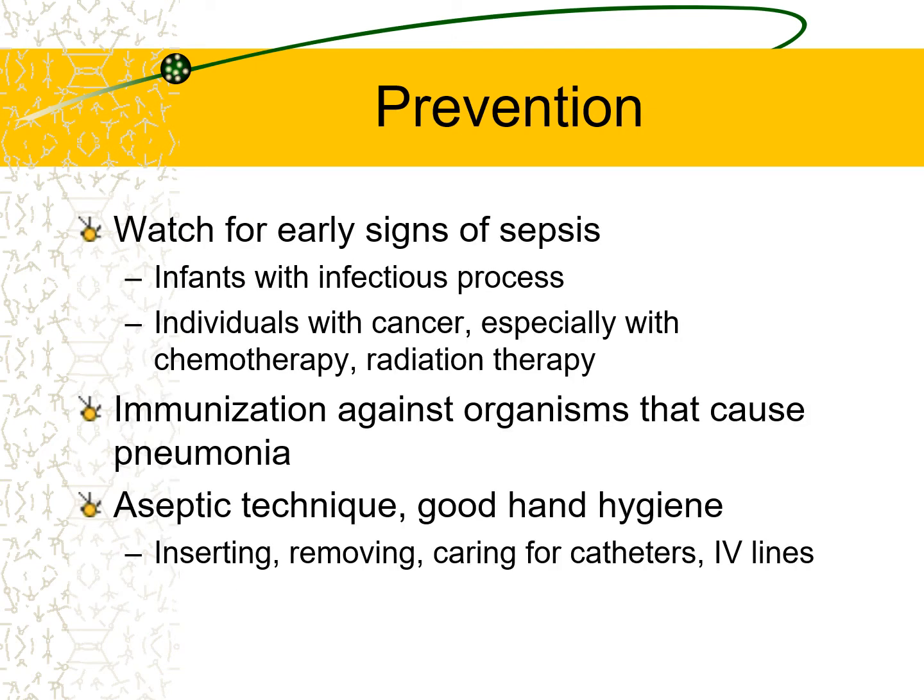So prevention is key. We need to watch for early signs of sepsis. Anytime the very young and the very old are sick, we need to be monitoring and looking for these signs of sepsis. So if an infant has an infectious process, that needs to be on the top of our mind, especially our patients with cancer. They're immunocompromised, especially if they're on chemotherapy. That knocks their white cell count down very low. They're worse than neutropenic. And the same with radiation therapy.